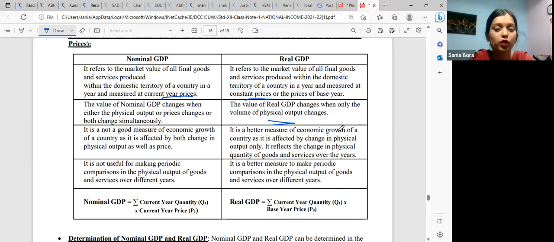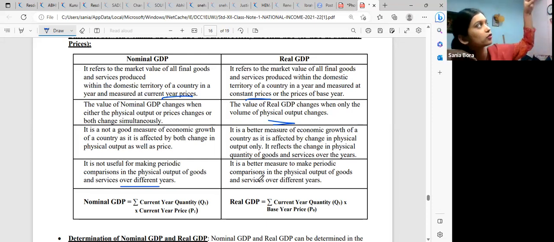It is a better measure of economic growth of the country because it is changed only by the physical output, and it reflects only how many quantities of goods and services you are producing over a year. Nominal GDP is not useful for making periodic comparison in the physical output of goods and services over different years because, according to current price, it is changing.